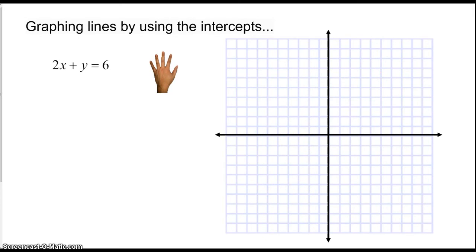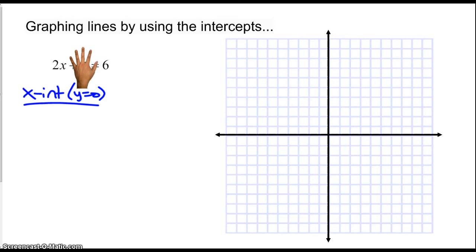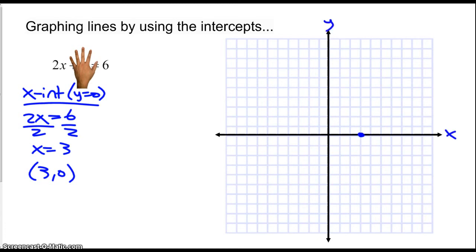Here's the same equation again, 2x plus y equals 6. Let's use the cover-up method to find the intercepts, and then we'll use those to graph. Okay, let's find the x-intercept first. The x-intercept happens when y is 0, so I'm just going to cover up the term with the y, and solve the resulting equation. 2x equals 6, so x is 3. So that intercept is 3 comma 0. And then I just go ahead and put that point on the graph. That would be 3 in the x direction, right, and 0 in the y direction. That's that point right there.